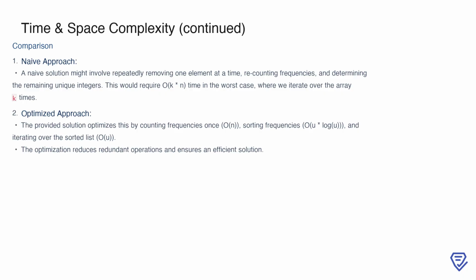To put this into perspective, let's compare this approach with a naive solution. A naive approach might involve repeatedly removing one element at a time, recalculating frequencies, and determining the remaining unique integers. This would require k*n time in the worst case, as we would iterate over the array k times. In contrast, the optimized solution avoids such inefficiencies. By counting frequencies once in n, sorting them in u*log u, and iterating over the sorted list in u, we eliminate redundant operations. This optimization ensures that the solution is much more efficient than the naive approach.